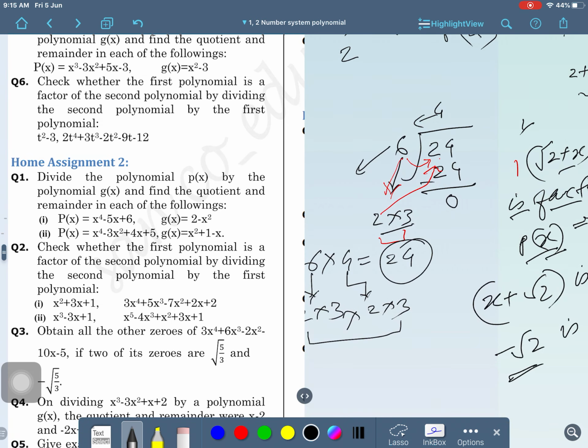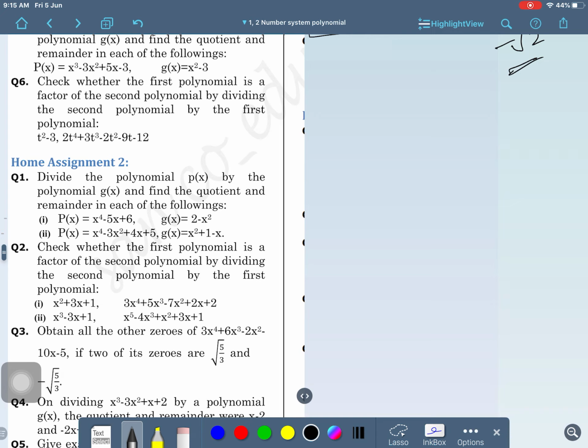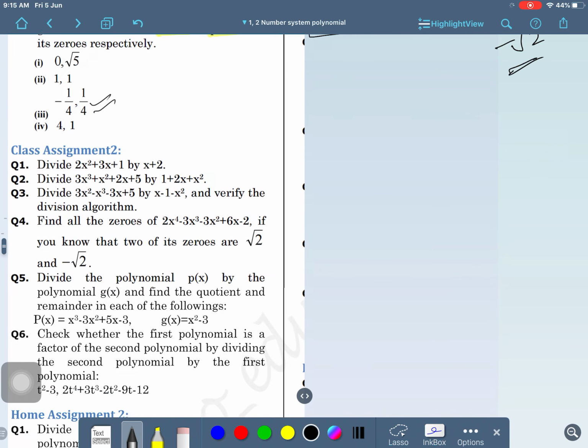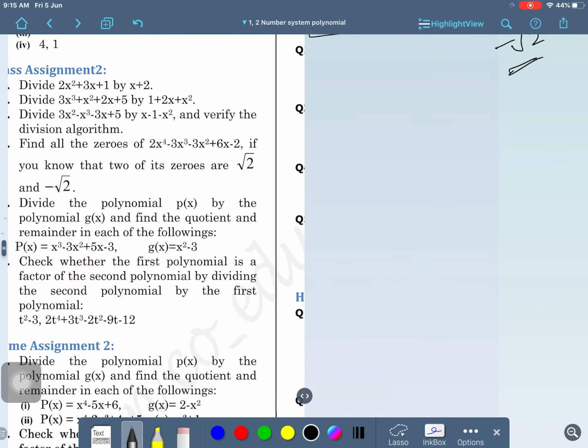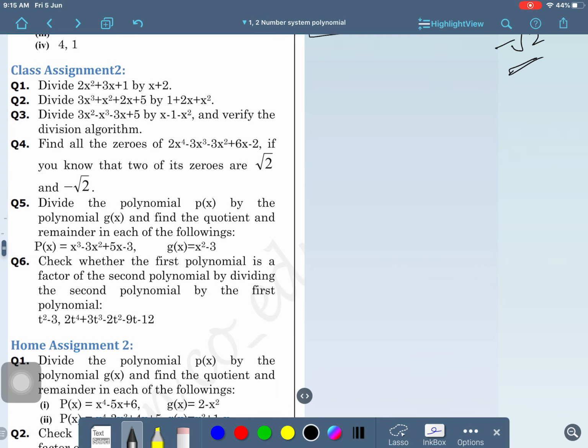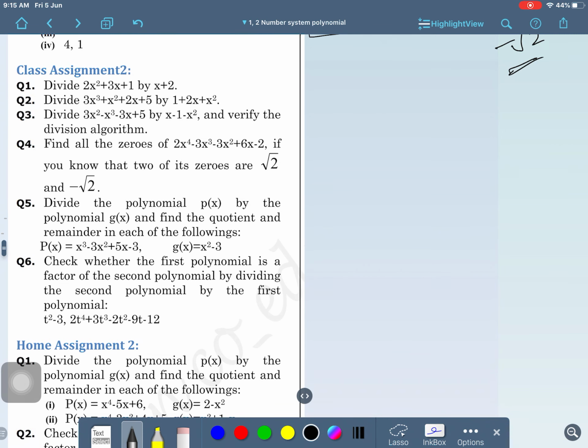Understood? Now, next I am talking about the question number first here, x to the power 4. So, these zeros are here. Please come to the class assignment 2. Look what the question is: find all the zeros. And sorry, the third question I give you: divide this and verify the division algorithm.